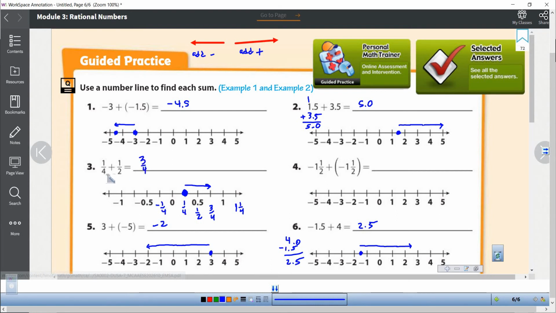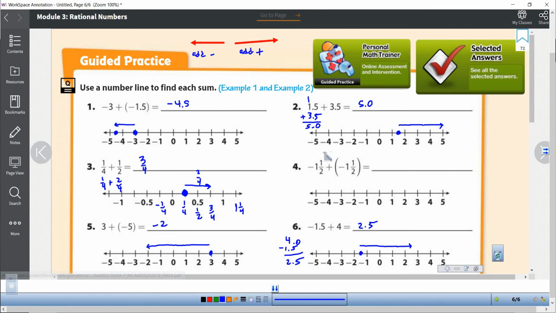Now, if we were doing this the traditional way with a common denominator, we would say, what do 4 and 2 both go into? They both go into 4, and I would change 1/2 to 2/4, right? 1/2 is the same as 2/4 right here. In fact, we could write it right here if we wanted to. There's 0, there's 1/4, there's 2/4, right? So the answer would be 3/4 because 1/4 plus 2/4 is 3/4.